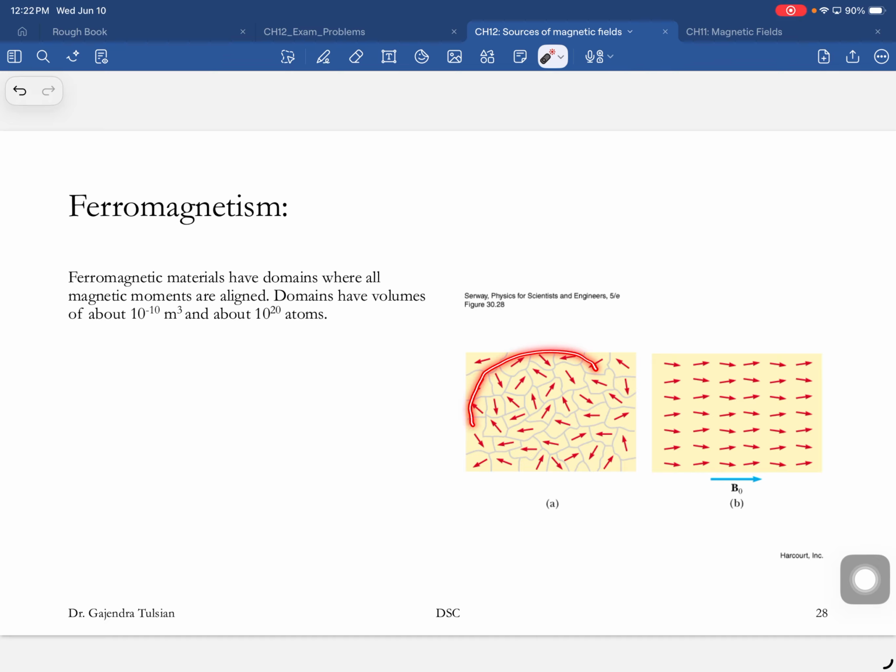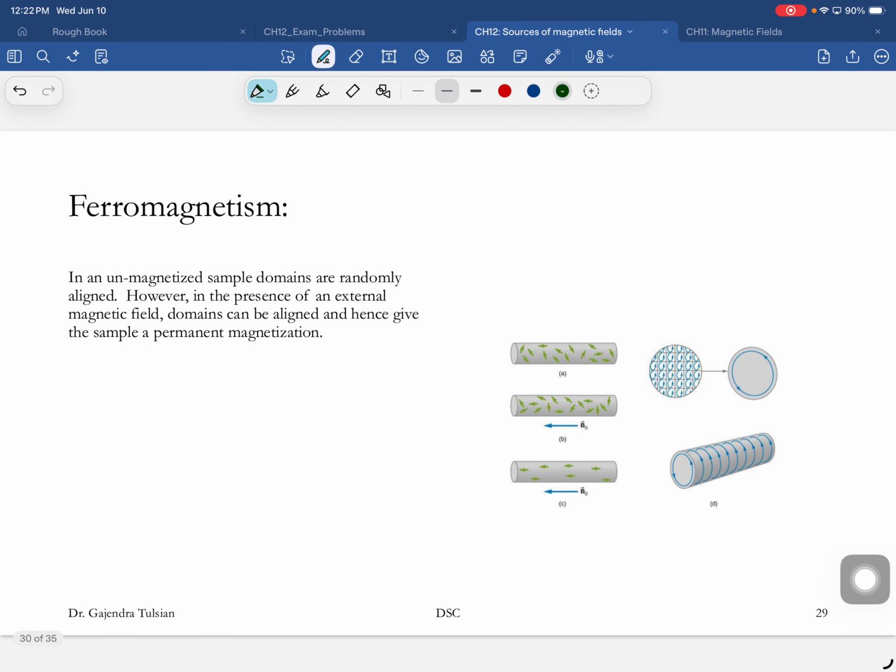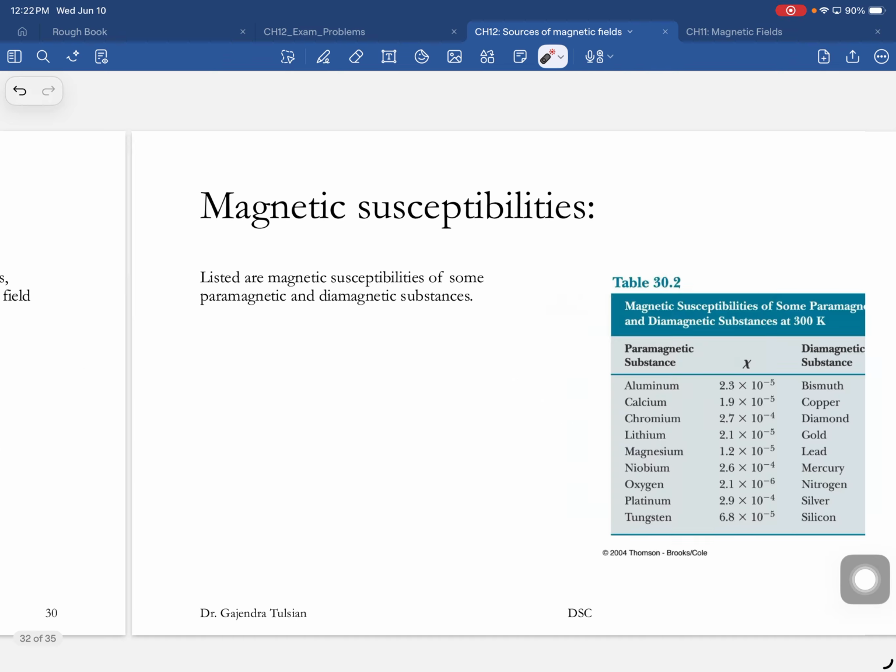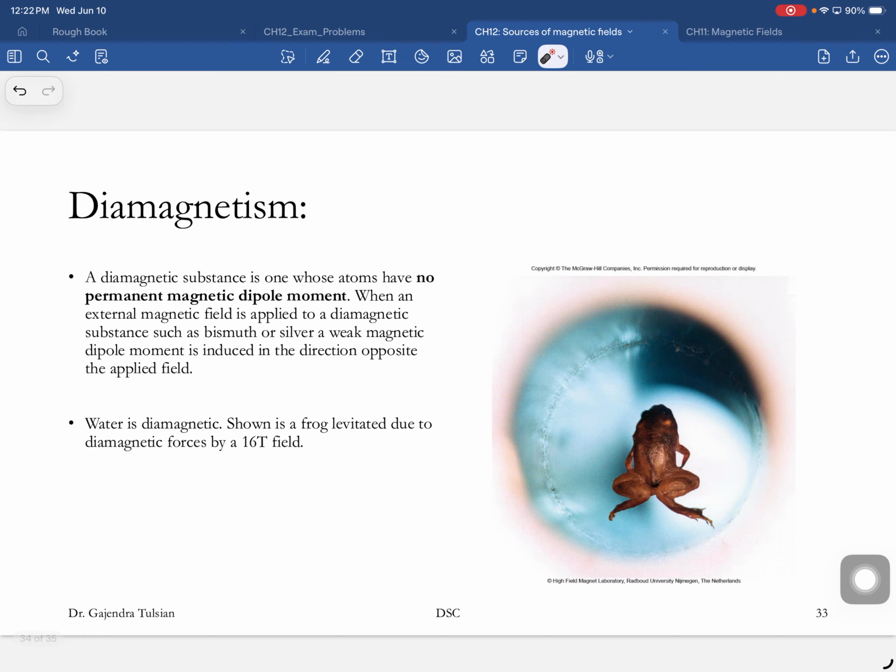And if you want to make this bulk sample magnetic, you have to line up all the domains. Okay? And the way you line up all the domains is the following. Here the domains are randomly oriented. What you can do is wrap a wire around it, pass a current through it, and then you can line up the domains. So that's how you can strongly magnetize this thing. Okay? All right. We won't worry about this stuff.